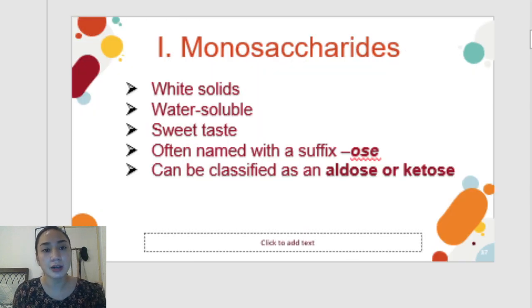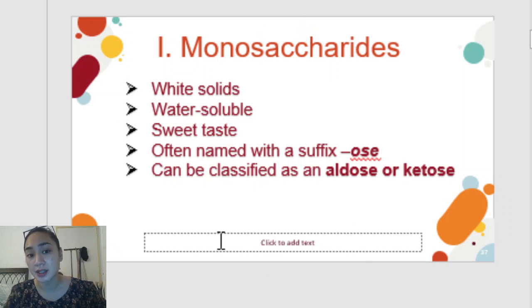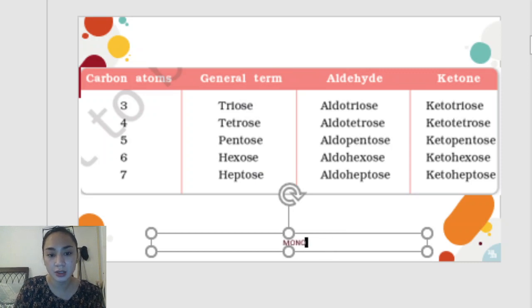Okay, so let's talk about monosaccharides, the simplest sugars. They are white solids, water soluble, and sweet tasting, often named with the suffix -ose. They can be classified as an aldose or ketose. The general term depends on the number of atoms. As I said earlier, monosaccharides have 3 to 7 carbons.